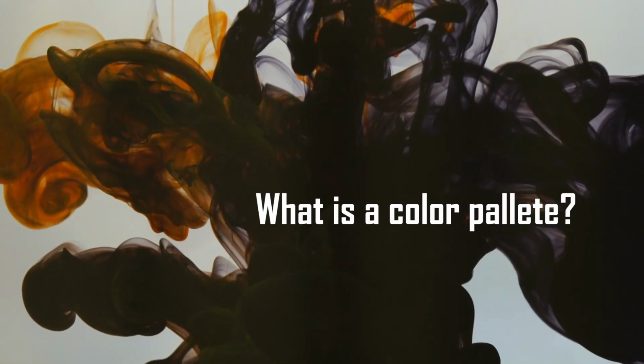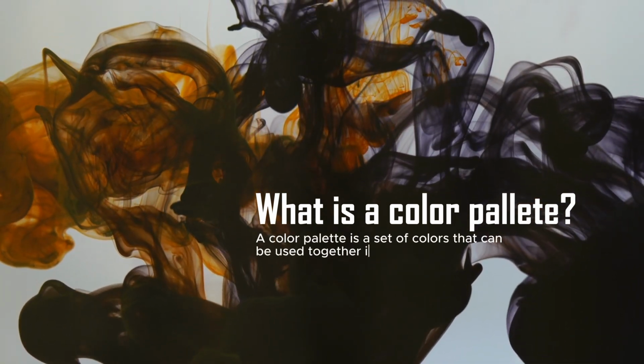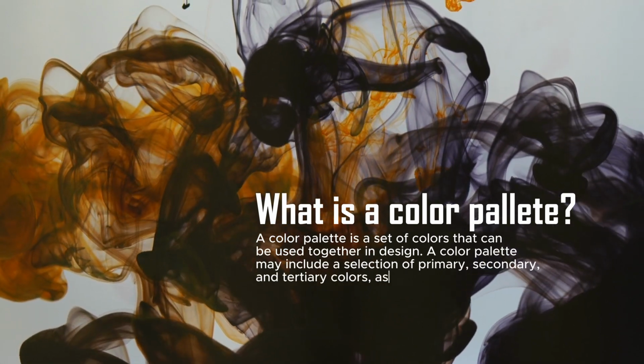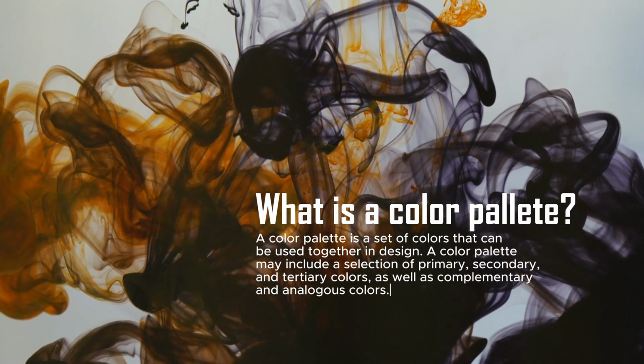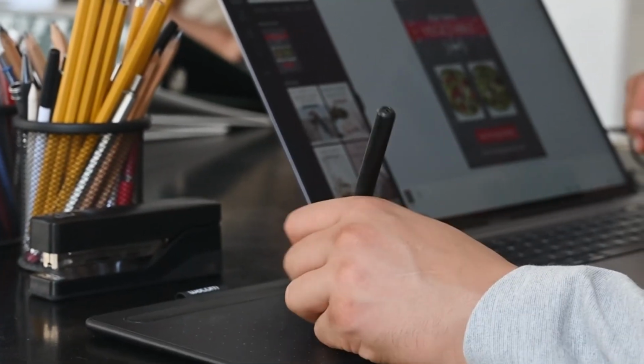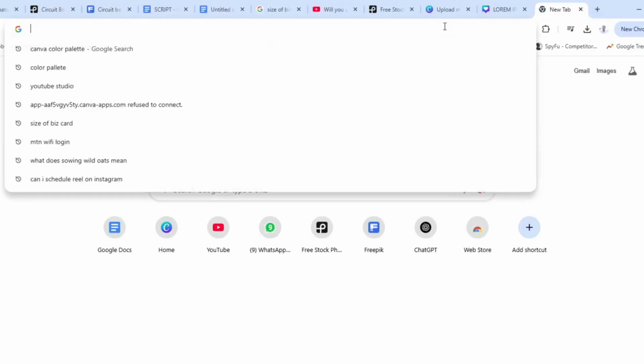First, what are color palettes? A color palette is a selection of colors chosen to be used within a design. They are often a collection of colors that complements each other. Here is how to generate a color palette for your design using Canva color palettes.